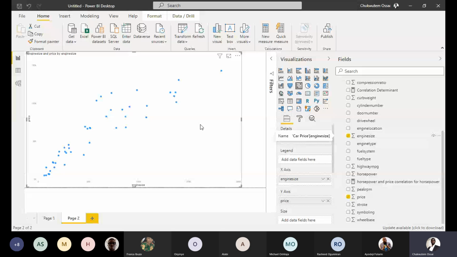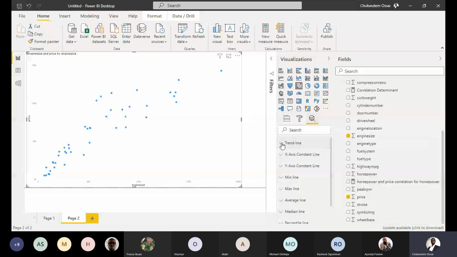Now, to insert the trend line, look at what we have here. We have the analytics button. Click on the analytics button, and then the first thing you see there is the trend line. So I want to bring in the trend line, and I will open up the trend line and then say add. So immediately I add it, you will see the trend line.